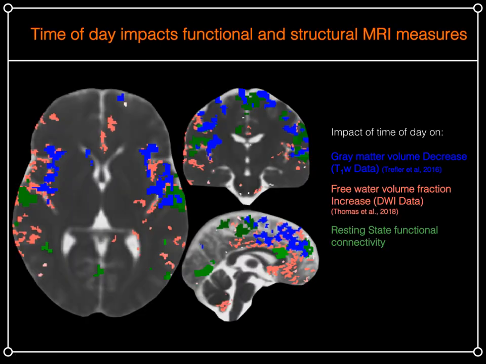Now, what I'm showing you here is an overlap of all these different modalities, right? The blue areas show you the decrease in gray matter volume because of time of day. The pink areas show an increase in the free water volume fraction from AM to PM. And the green areas show a change in functional connectivity from AM to PM. And as you can see, there is a fairly nice overlap in certain brain regions, which all points to the possibility that this is a physiological effect.